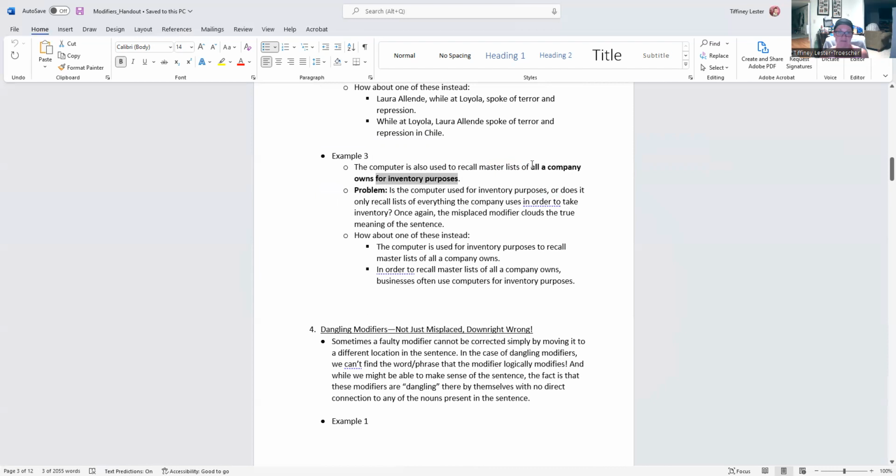That's what this sentence is telling me, that this computer creates a list and the items on that list. It is a list of items the company owns for inventory purposes. All of the things it uses to track inventory. That's what's on this list. But that is not what's on the list. The list contains everything the company owns. Why do we have the list? For inventory purposes. So the computer is used for inventory purposes to recall master lists of all a company owns.